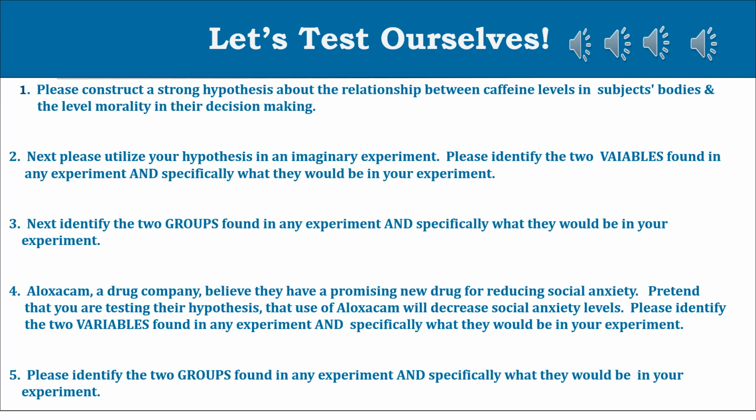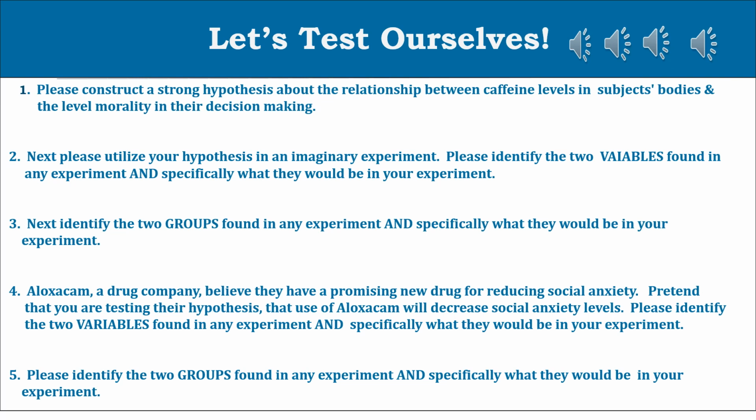For number 4, perhaps your hypothesis was subjects given the drug created by aloxicam will have decreased social anxiety levels. If that was your hypothesis, then number 5, you would identify independent and dependent variable. Independent variable is the treatment, so it would be the drug. The dependent variable would be social anxiety levels. For number 6, you identify the groups, experimental group and control group. Experimental group would be the subjects that were given the drug. Control group would be the subjects who were not given the drug.